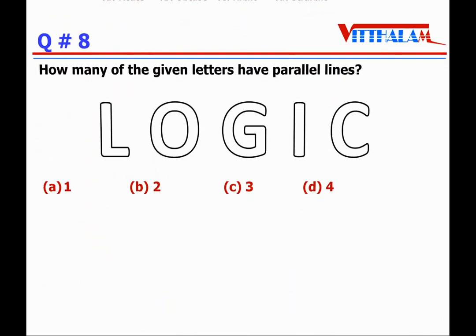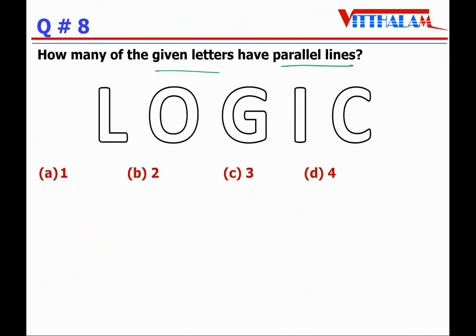Next. How many of the given letters have parallel lines? So we have to identify which letters, L-O-G-I-C. Out of these five letters, how many have parallel lines? If you see L, yes, there is a parallel line, one pair. In the same way, this is the second pair, so L has. If I talk about O, no. If I talk about G, yes, this is the parallel line. I, obviously, this is the parallel line. First pair, second pair. C, no. So there are three letters which have parallel lines: L, G, and I. So the answer is C.